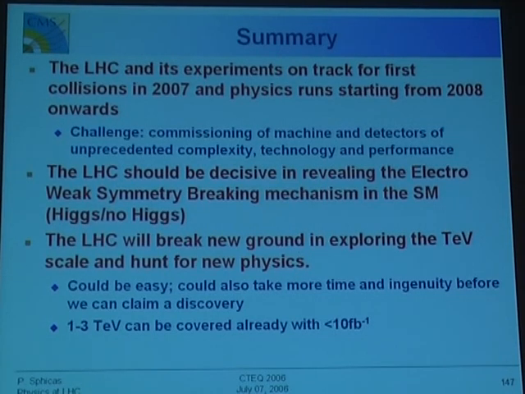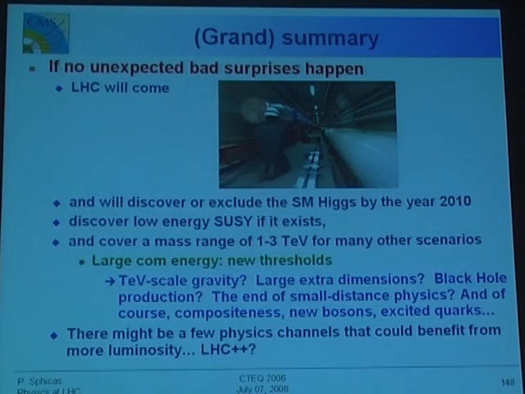I mean, whether it's Higgs or no Higgs, it will certainly tell us what is there up to 1 TeV. And it will also break new ground in exploring the TeV scale, hunting for new physics. And depending on what that new physics could be, it could be anything from easy, but it could also take the full integrated luminosity in order to disentangle what it would be. But the 1 to 3 TeV particle scale, whether it's sparticles or black holes or one of these things, will be covered already with low integrated luminosity.